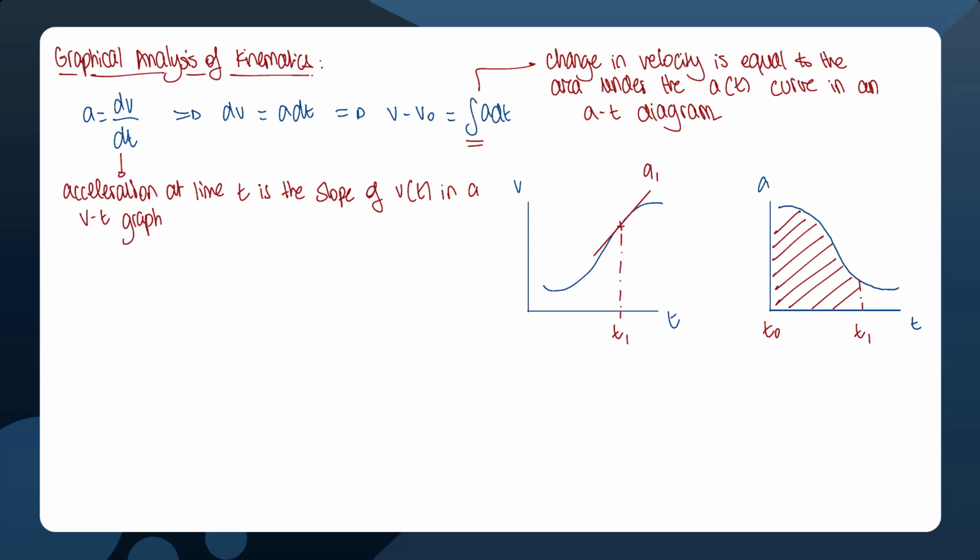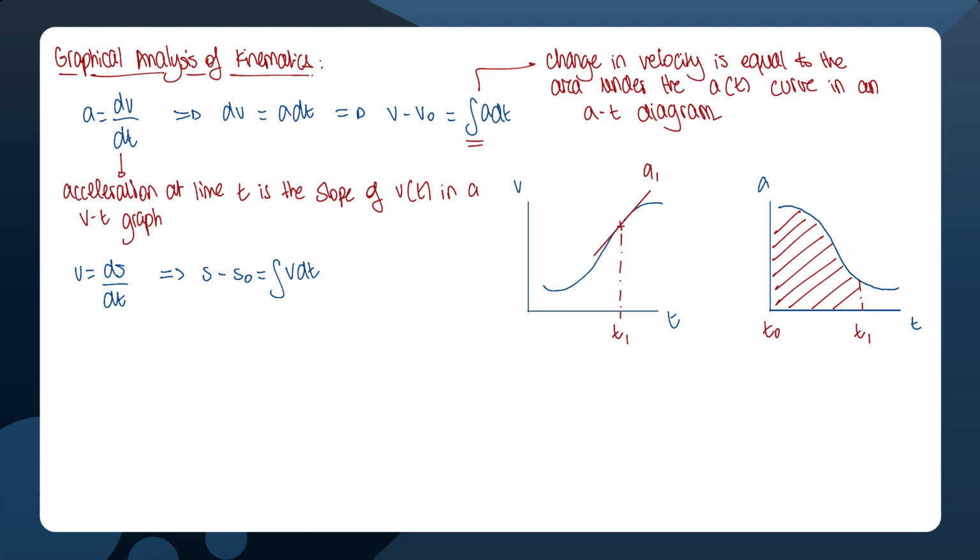Now doing the same for the other equation, v is equal to ds over dt, we can also write that s minus s0 is equal to the integral of v dt. And so we can come up with the same conclusions related to the velocity and the displacement.